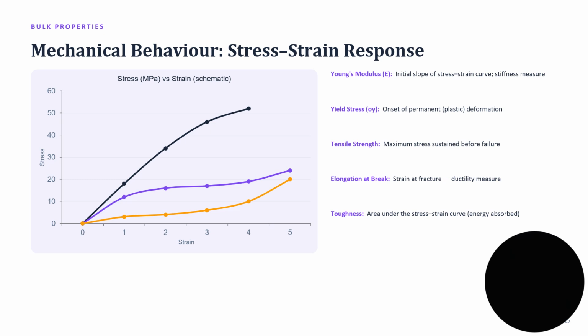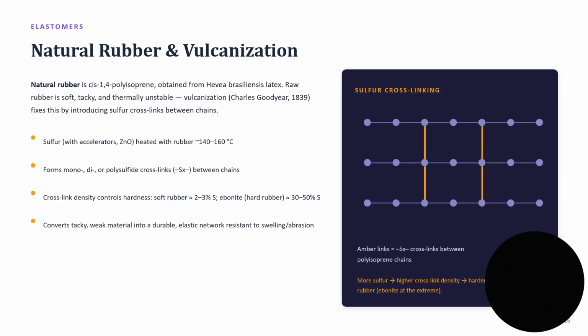Next, we'll talk about the topic: natural rubber and vulcanization. Let's now look closely at rubber, a perfect case study connecting molecular structure, cross-linking, and mechanical behavior.